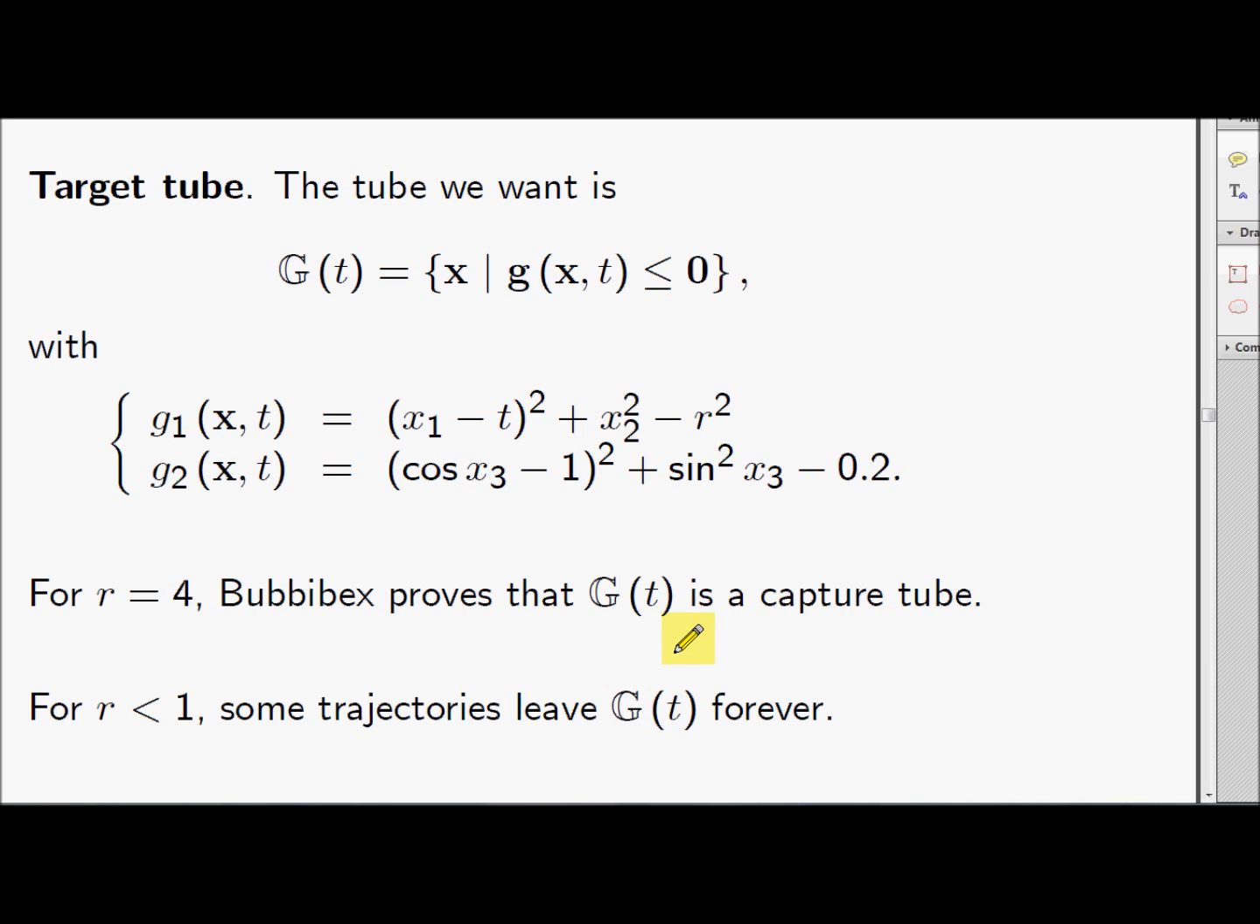So I have a tool, BubiBex, which tells me if I have a candidate. Of course, if I have some parameters, it can help also to find the parameters. But if I have a candidate tube, then I am able to prove that this tube is a capture tube or not. But BubiBex is not at the moment able to compute a capture tube, just able to check that I have a capture tube. Okay?